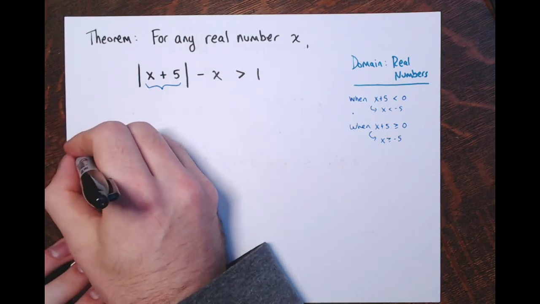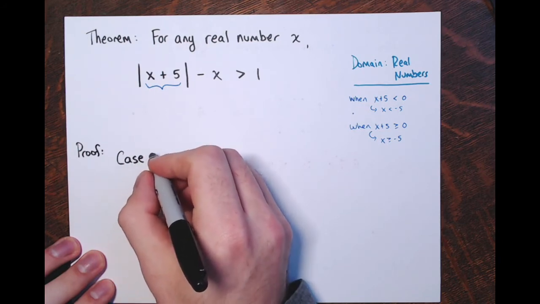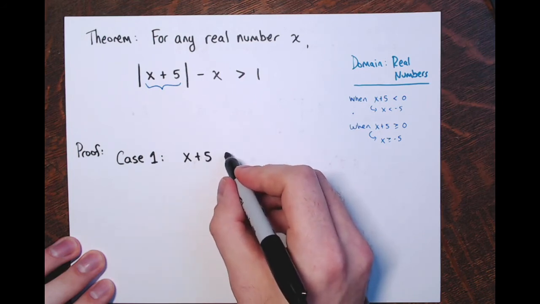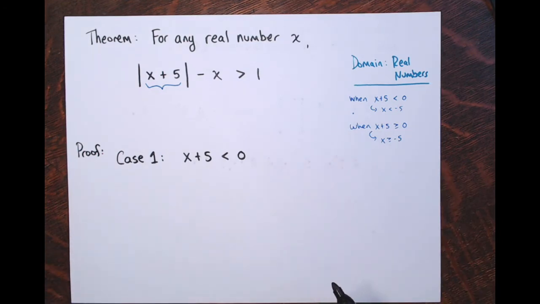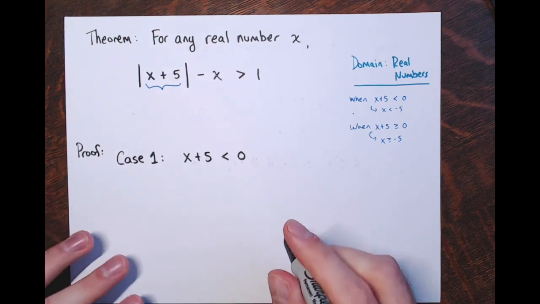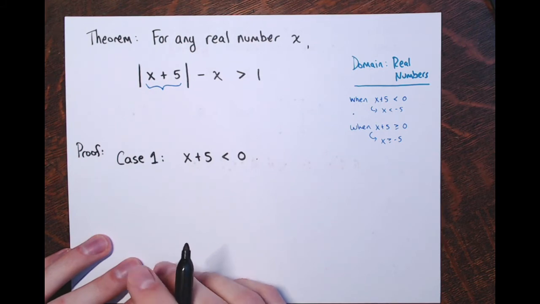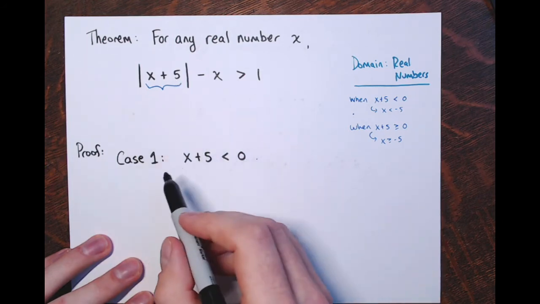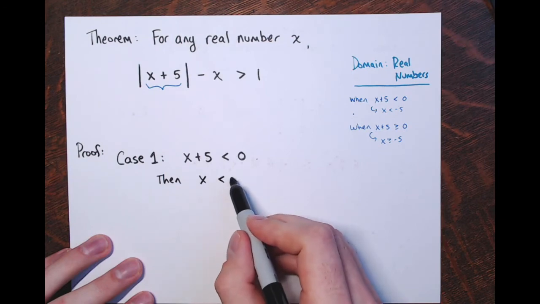So I'm going to say proof. Case 1. x plus 5 is negative, less than 0. Or you could say x is less than negative 5. Now I'm going to write a few less words than I usually do. I apologize, but I don't want this video to run way too long. If x plus 5 is less than 0, then x is less than negative 5. I'll keep that in mind.